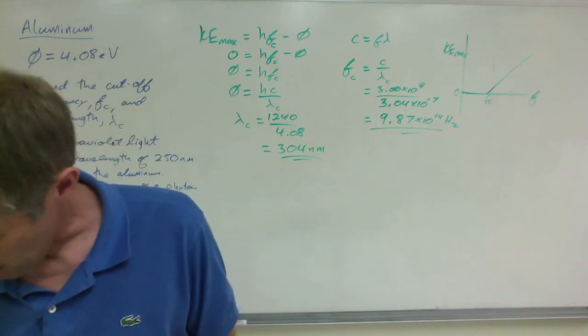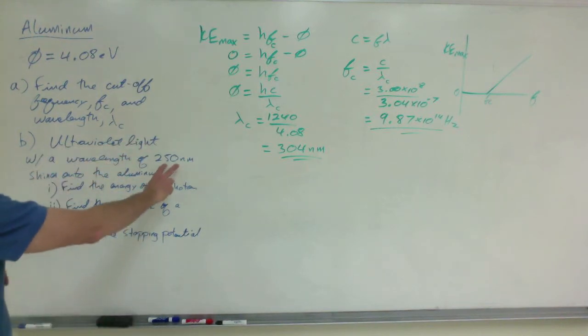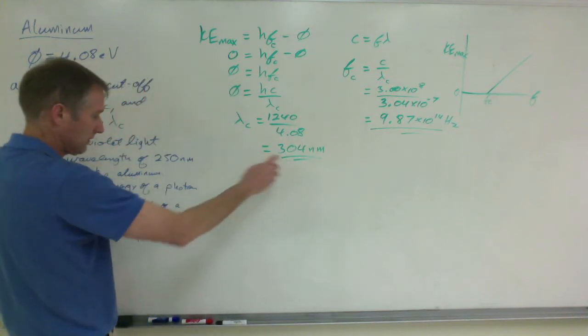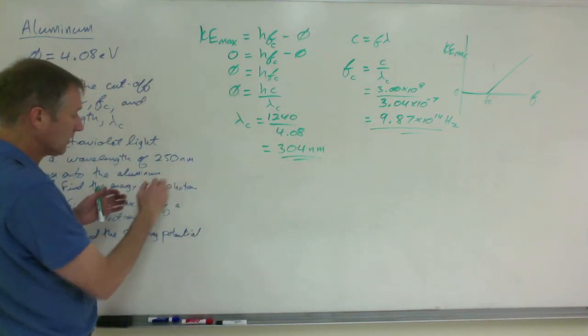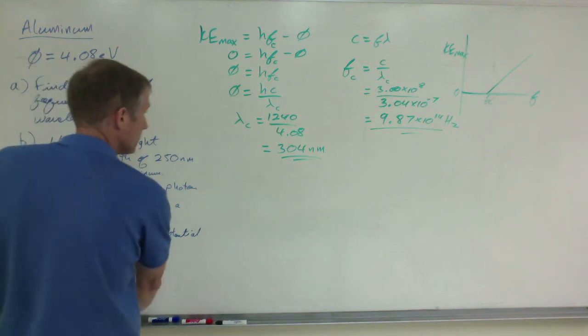Okay, continuing on. Let's say that ultraviolet light has a wavelength of 250 nanometers, which is shorter than that, so a higher frequency than that. So that's going to produce a current, right? So find the energy of a single photon to start off with. Let me erase this.